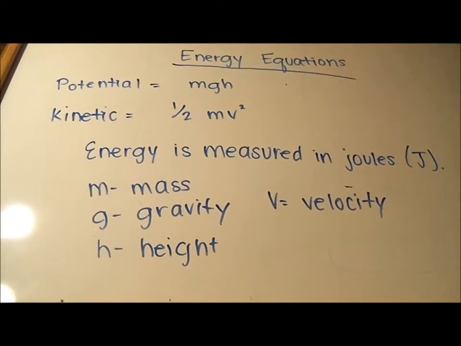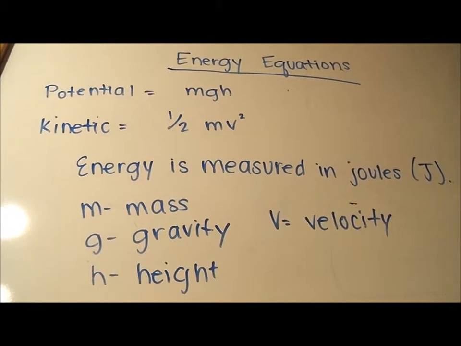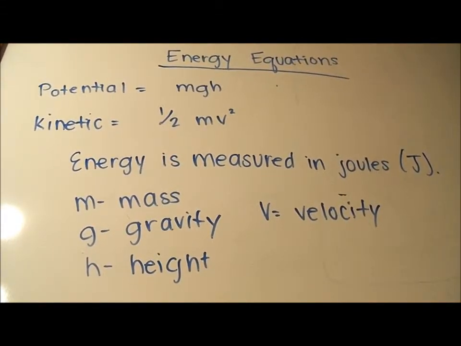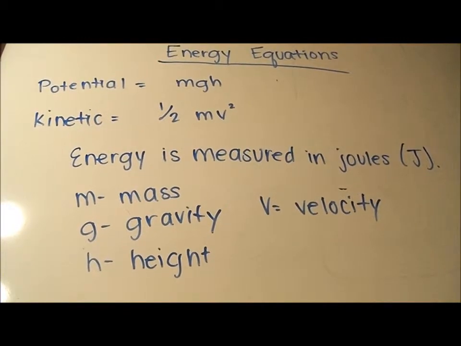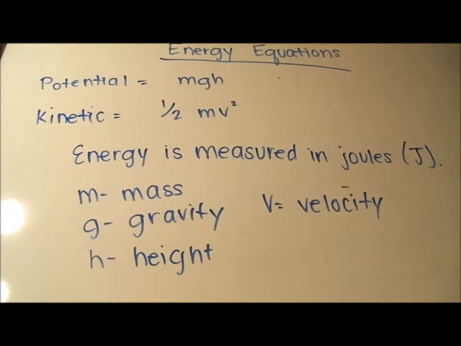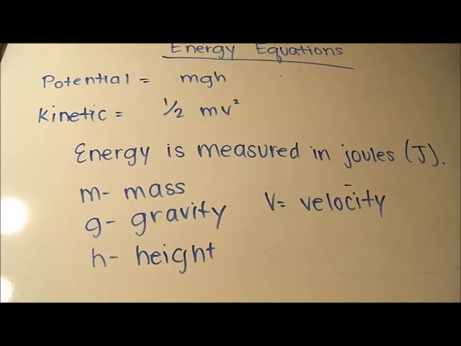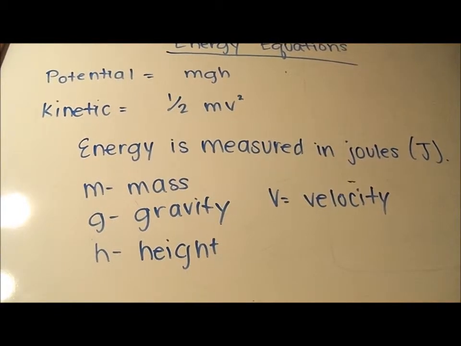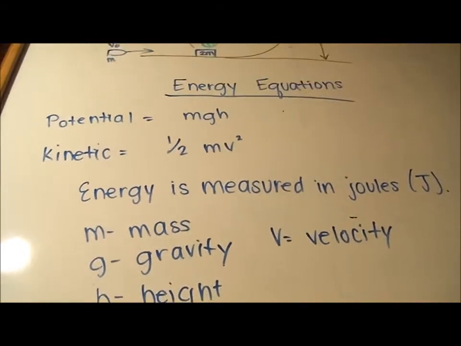Potential energy is found using the equation m times g times h. Kinetic energy is found using the equation 1/2 mv squared. Energy is measured in joules. Mass is m in both equations. Gravity is g in the potential energy equation. H is height. V is velocity.